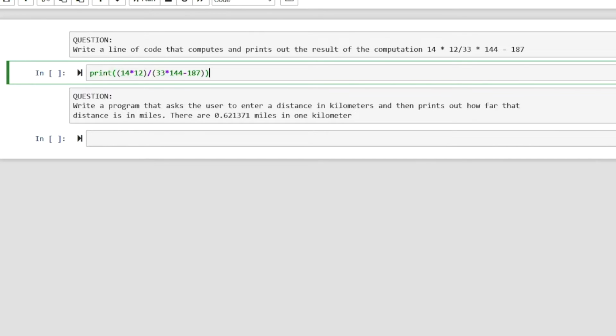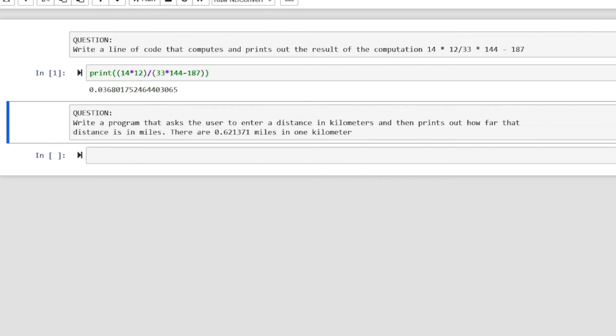Let's run it right now. Shift enter, and the result is 0.0368. Okay, let's move on to the second question. The second question is about converting the kilometer to the miles.